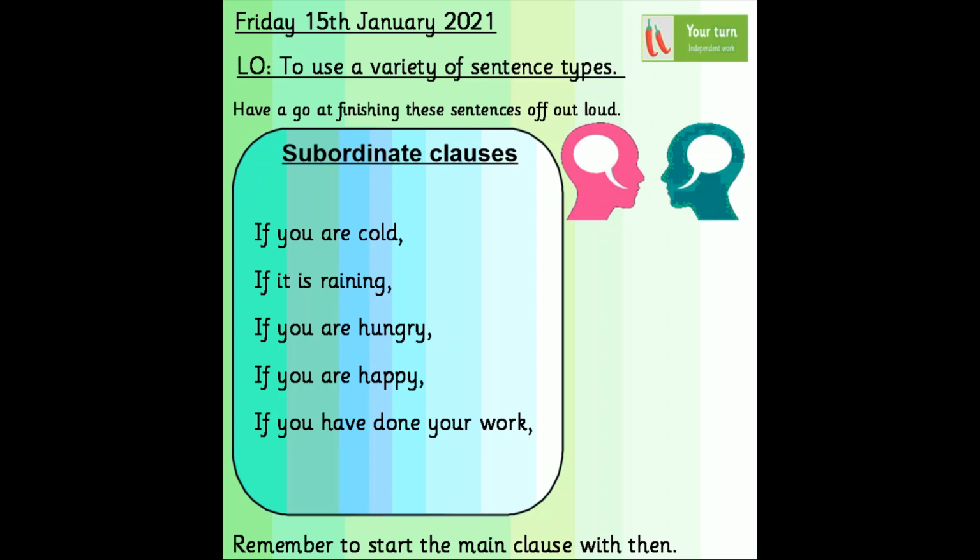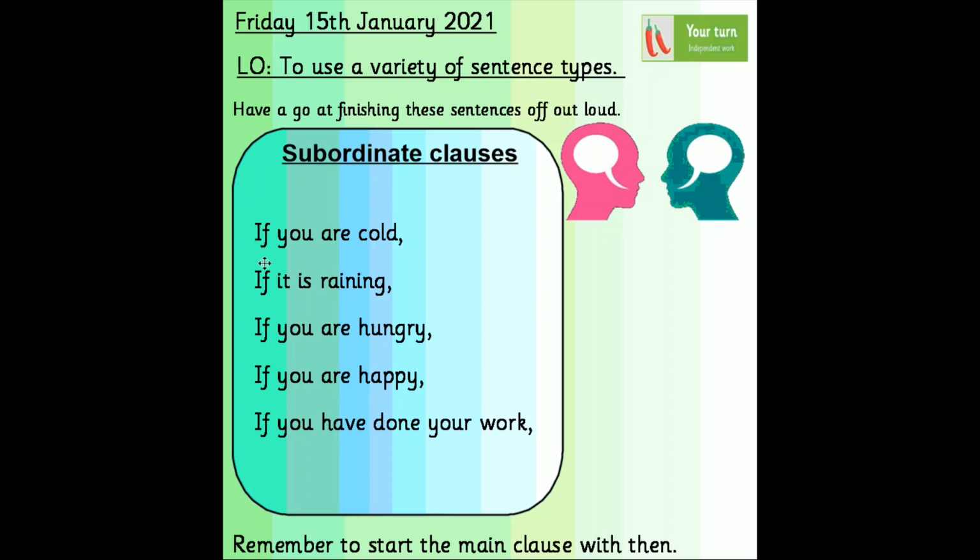So, thinking about what we have just learned, have a go at finishing these sentences here out loud. There's no need to write anything down just yet. These are the subordinate clauses here for different sentences. What do they all start and finish with? That's right, well done. They all start with the word if, and these subordinate clauses here have a comma at the end of them. We want to add a main clause that starts with then to put at the end of these subordinate clauses to make a whole sentence.